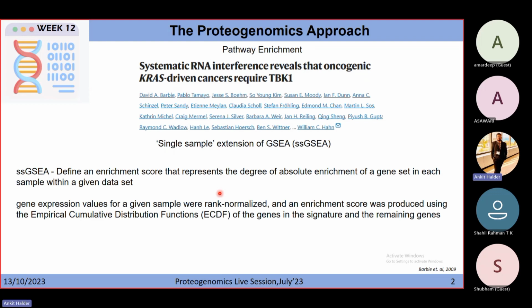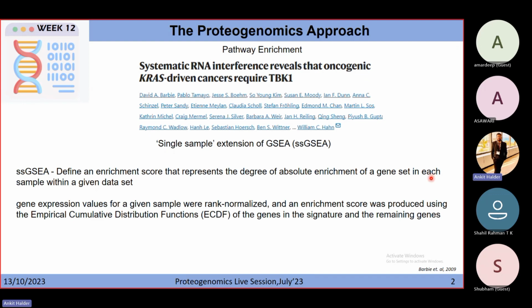For example, if 25 genes belong to a particular pathway and 13 or 14 genes are showing the same upregulated trend and the others are not showing the opposite trend, then it is highly upregulated in your data set. So a similar thing is there: the enrichment score represents your degree of absolute enrichment of a gene set in each sample within a given data set. So within a given data set, but in each sample, not the whole data set.